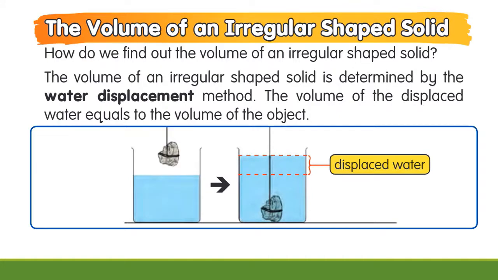The volume of an irregular shaped solid. How do we find out the volume of an irregular shaped solid? The volume of an irregular shaped solid is determined by the water displacement method. The volume of the displaced water equals the volume of the object.